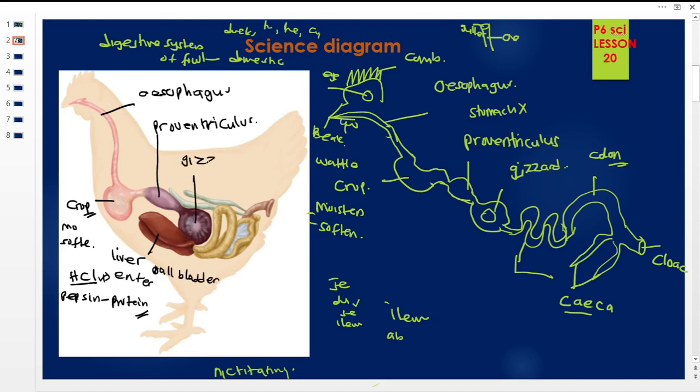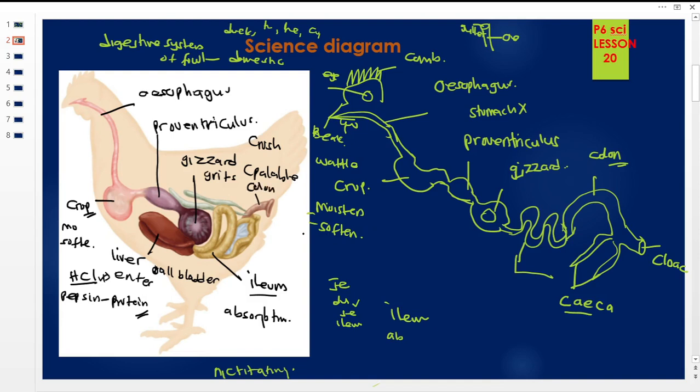This part here is called the gizzard, and inside the gizzard we have small stones, also called gastroliths, and these are there to crush food into smaller particles, because these birds don't have teeth. Now here is what we call the ileum, or the small intestines, and here is where we have water absorption.